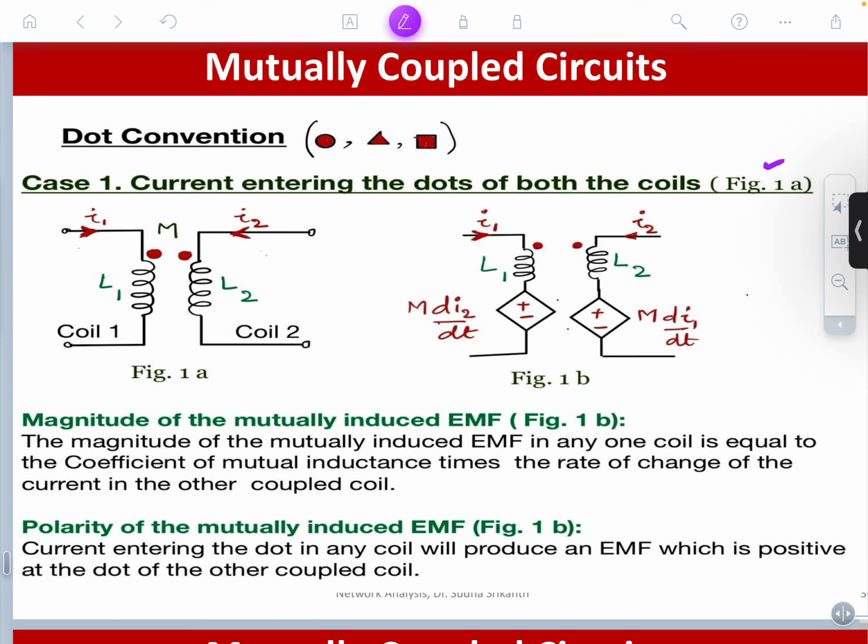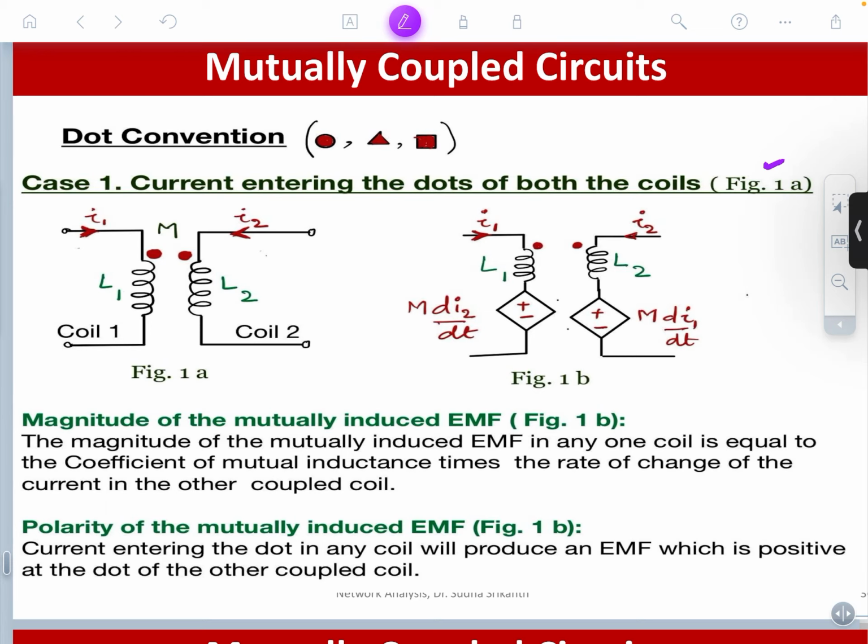Self-induced EMF is very simple. Self-induced EMF in coil 1 can be written as L1 di1 by dt. EMF induced in the coil is basically L di by dt if it is an isolated coil. If it is a mutually coupled coil, in addition to the self-induced EMF, you may even have mutually induced EMF. Now our objective is to find out the magnitude of this mutually induced EMF and how we consider its polarity. Alright, let us go ahead with the description.